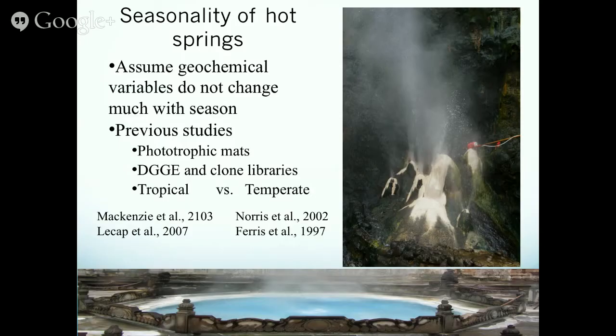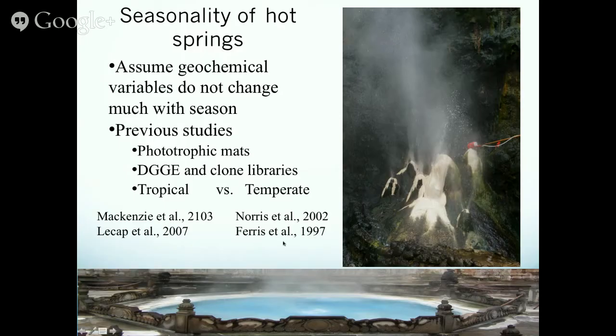There have been some studies despite this, but mainly the assumption has been that light intensity would be changing. So they've looked at photosynthetic mats and seen how the light intensity would change. They compared a tropical site, where we really don't see much change in solar radiance, versus a temperate site, where we would have much larger changes in solar radiance. These studies used methods like DGGE and clone libraries. What they found was interesting: in the tropical environment, these phototrophic mats actually changed with the season. There were differences in some of the geochemistry as well as some of the microbial communities. When you go to a temperate environment, such as Yellowstone National Park, they didn't see these types of changes. The location of the mats might change a little bit, but the microbial communities really didn't change.